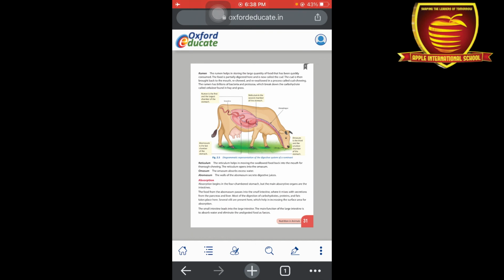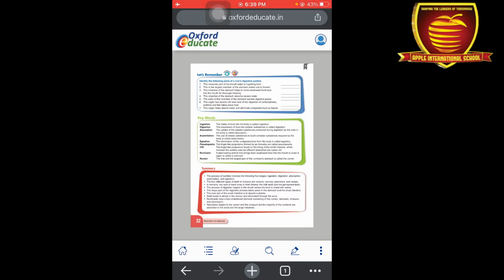Several villi are present like in human beings, which help in increasing the surface area for absorption of food. Okay, so the small intestine leads into the large intestine. The main function of the large intestine is to absorb water and eliminate the waste material as feces. Okay, so this is all about our chapter.